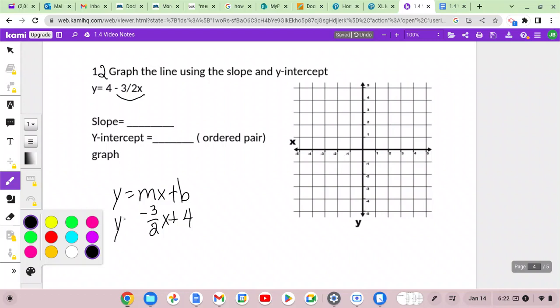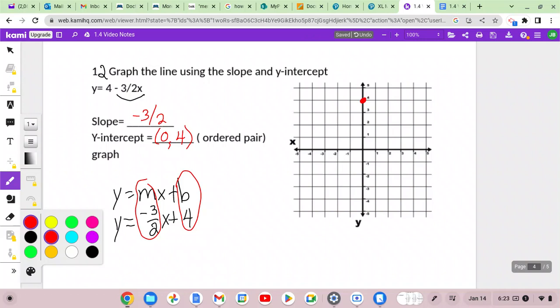I'm going to drop down the y equal, and now I can answer the question. In place of the m for the slope, I have negative 3 over 2. For the y-intercept, where the b is, I have 4. So as an ordered pair, y-intercept always has 0 first for the x, and then the number in question for the y-intercept. So 0, 4. To graph, I start with the y-intercept. 0, 4 is right there, so put a dot.